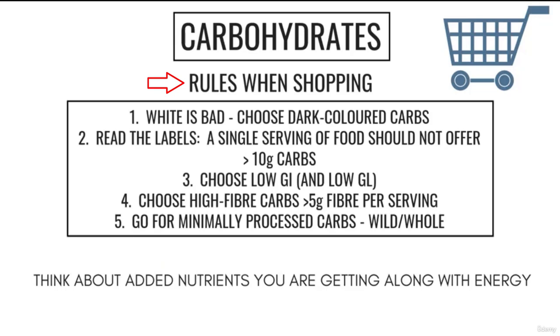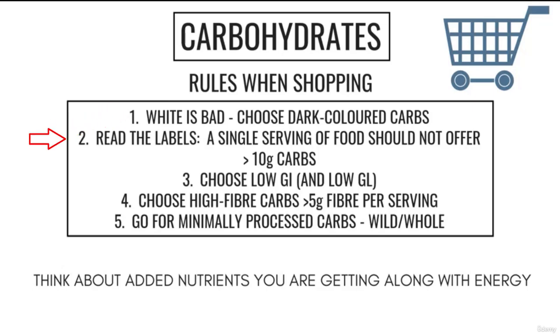So here are a few rules when you are shopping, particularly for carbohydrates. The first thing is that white is bad. So if you have a choice between white bread and a nice dark brown dense bread, preferably choose the darker color. Again, that means more fiber, more protein, more additional nutrients in general.